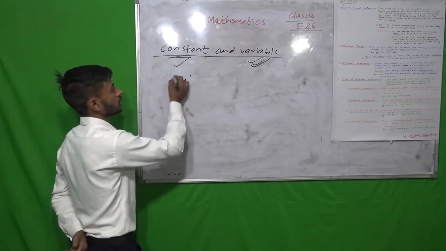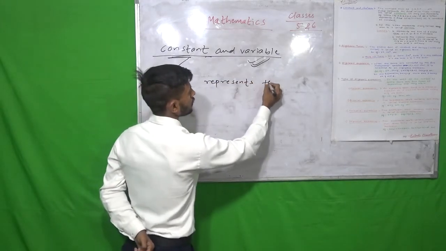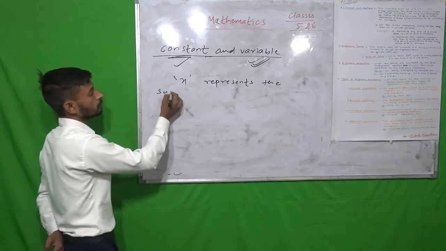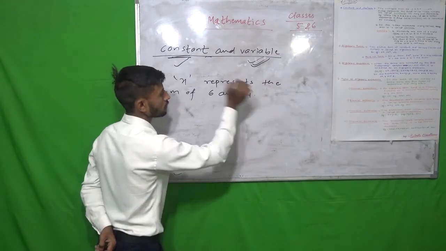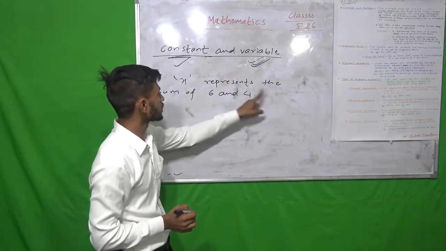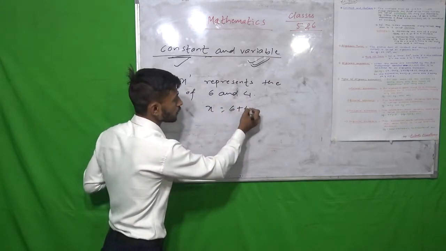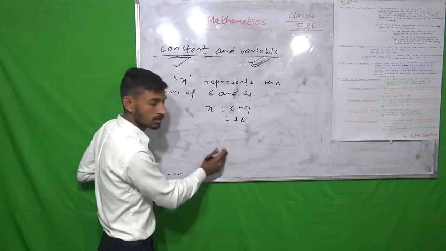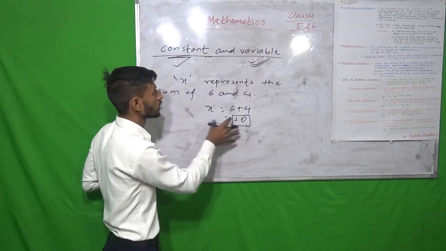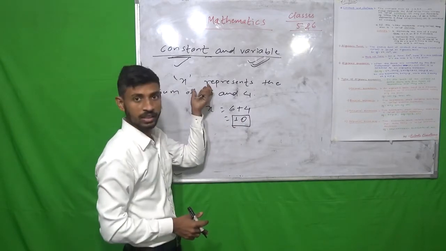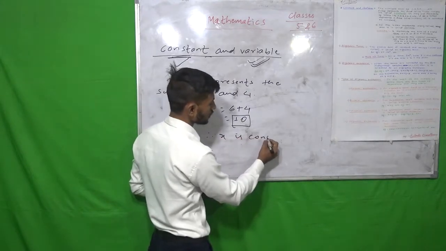Here X represents the sum of 6 and 4. So X is equal to what? 6 plus 4, which is equal to 10. So the value of X is 10, only one value. So here X is what? Constant. Therefore X is constant.